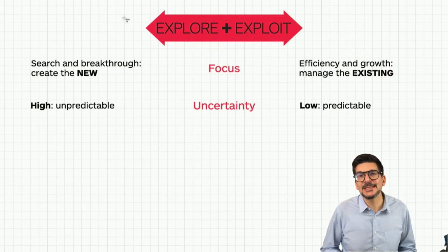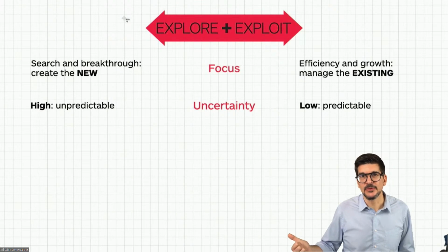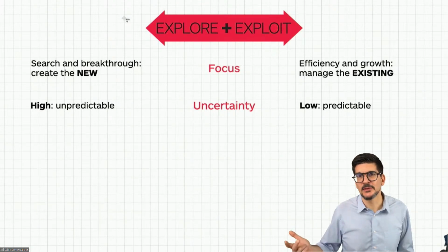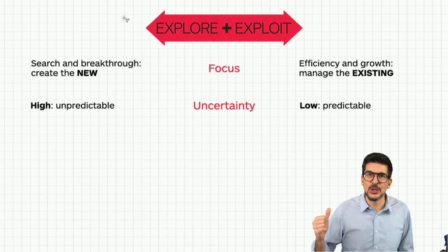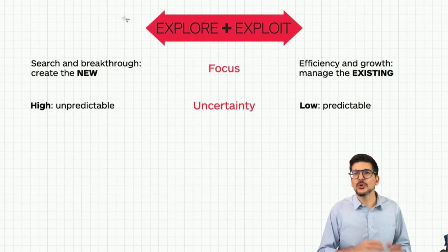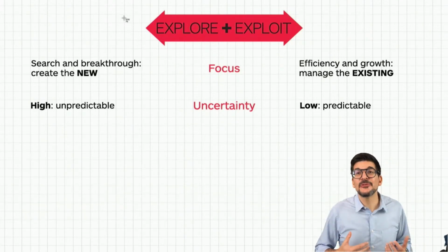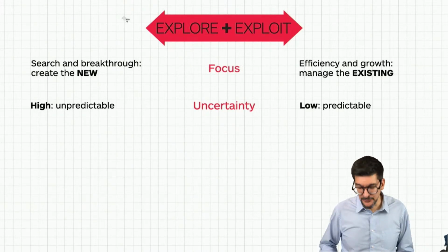So the focus is different, which also means that, why is the focus different? Because uncertainty is different. On the right-hand side, I'm managing a business. I know the customers. I know the value proposition. I know the channels. So the uncertainty is relatively low. I can predict a lot of stuff. On the left-hand side, new customers, new value proposition, maybe new technology. It's very unpredictable, so I need to work differently.